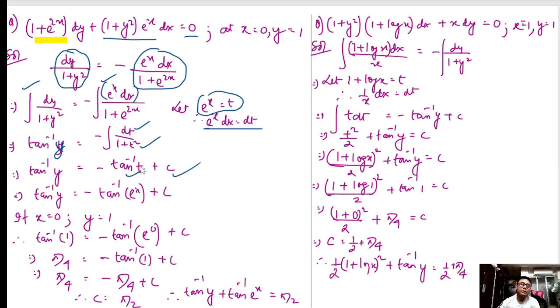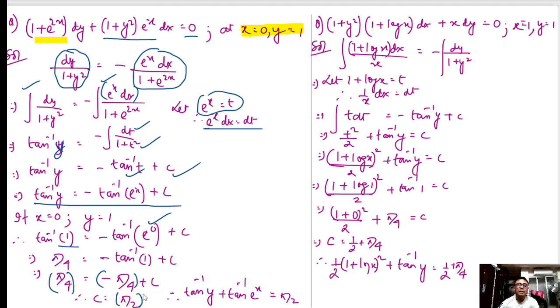Okay, so now putting the value of t, replacing the values of t, we get this equation. And now it shows that if you take x as 0, y will be taken as 1. So let's put it here, putting the value of x as 0 and y is 1. So y is 1, x as 0, e to the power 0 is 1. So tan inverse 1 is pi by 4, which is minus pi by 4 here, and pi by 4. So c comes out to be pi by 2.